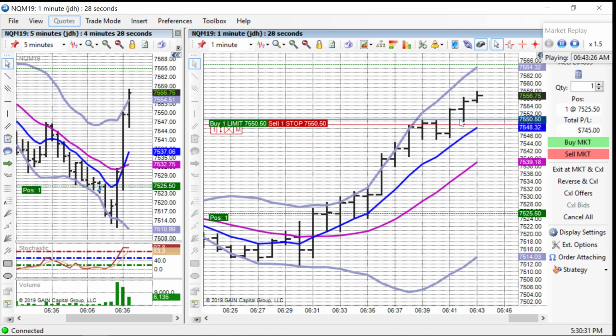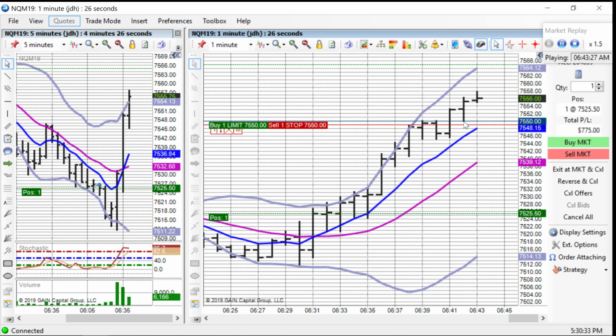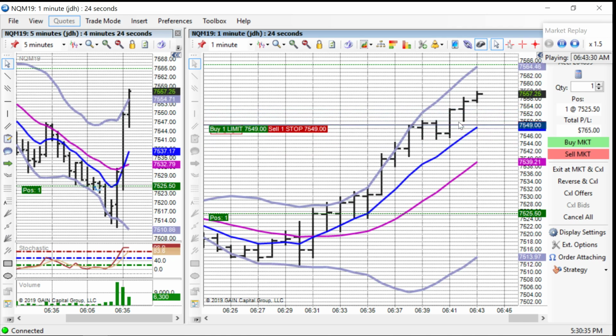So this is just a matter of subjective evaluation on where you should put that trailing stop loss. I like to put it one tick below the low of the, or 1 point below the low of the previous bar, and you can vary that if you want.